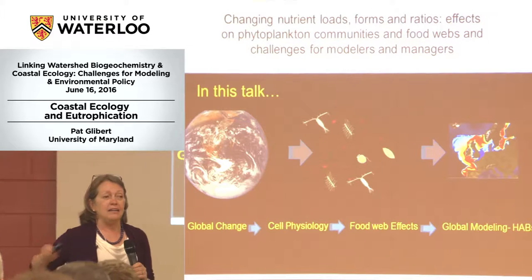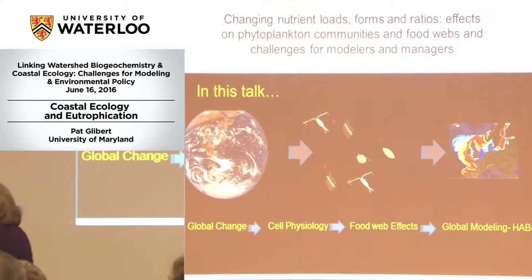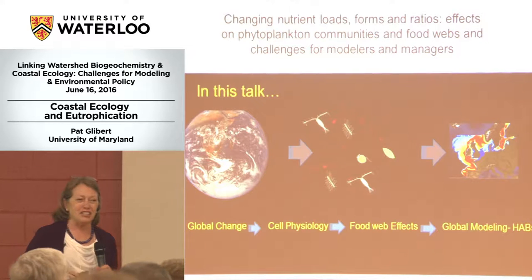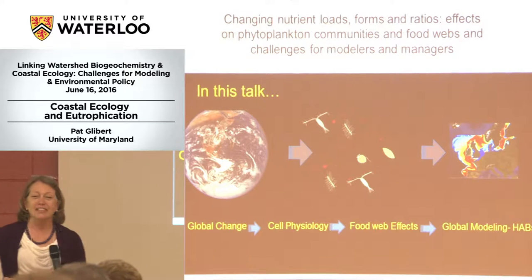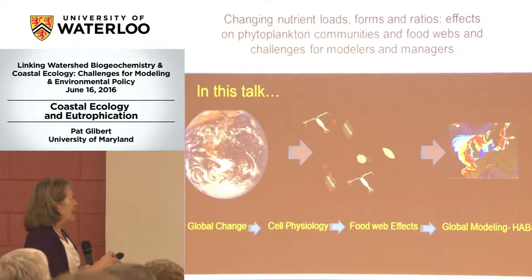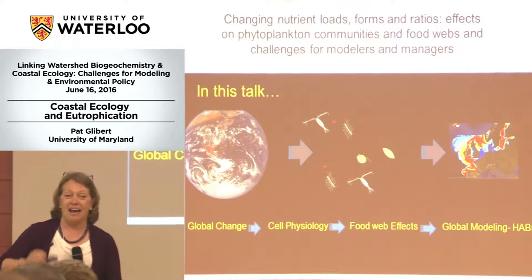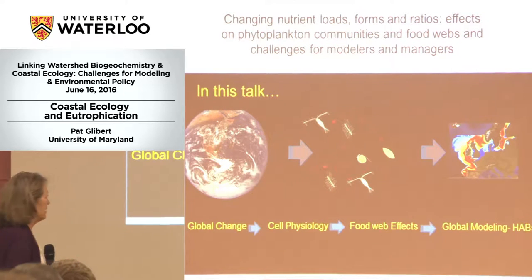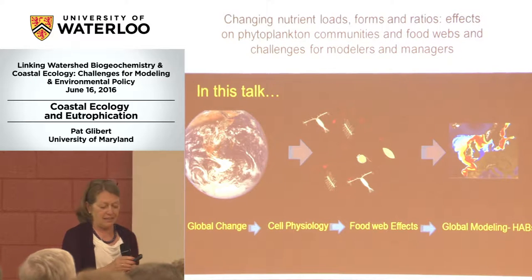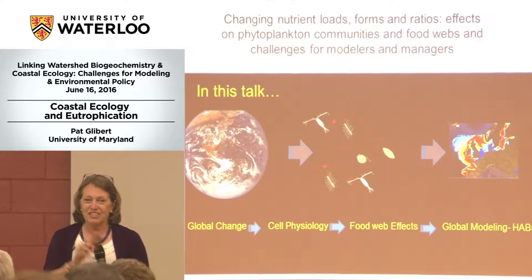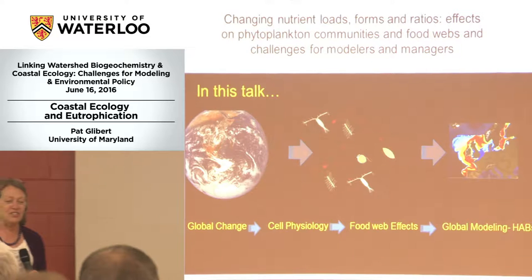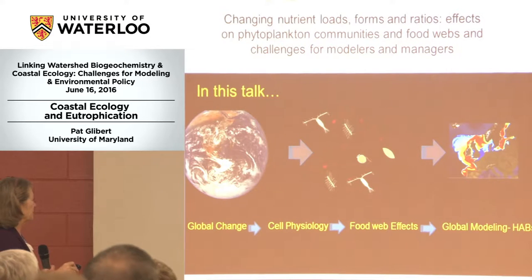I'm going to take a very wide-ranging review here. I'm going to talk first about some global scale changes, then drill down into cell physiology and talk about the specific effects at the species cell physiological level, and take that up through food web effects and come back to some global modeling. So lots of scales. We'll talk about many different organisms, systems, processes along the way.